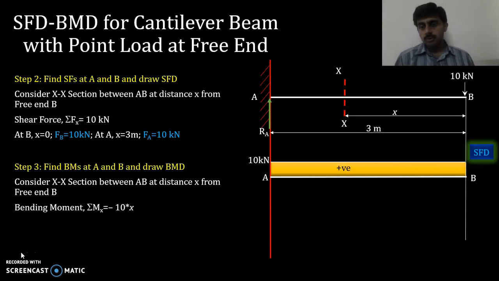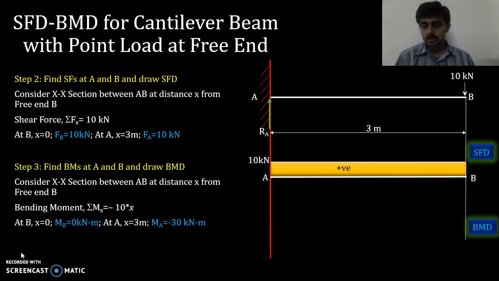Moment that is clockwise towards the left of the section is positive. Moment that is clockwise towards the right of the section is negative. So Mx is minus 10x. At x equal to 0, the moment is 0. At x equal to 3 meters, the moment is minus 30 kilonewton meter.